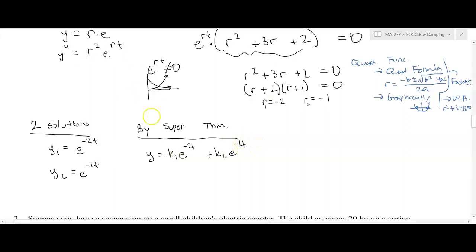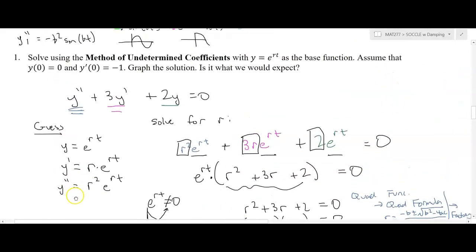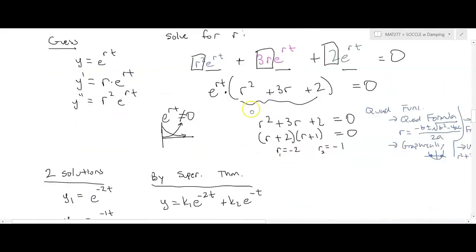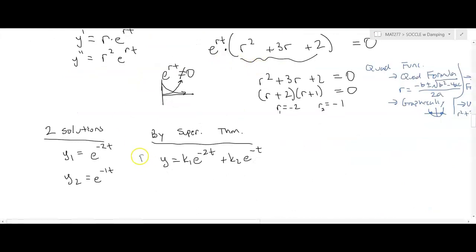Now, sorry, this looks a little messy. Now we just need to satisfy the initial conditions. And to do that, we see that our initial position is 0 and our initial velocity is -1. So remember, this is position. In the same way, we need to find the velocity function, which is the derivative of the position function. So the derivative of this will be -2 k1 e to the -2t minus 1 k2 e to the -t because of the chain rule.